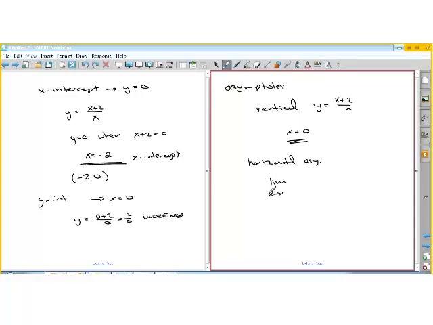we take the limit as x approaches infinity of (x + 2)/x. These are the highest order terms, x is to the first power, and the leading coefficients are 1, so we just look at the ratio of the leading coefficients, so the answer is 1. So y equals 1 is a horizontal asymptote.